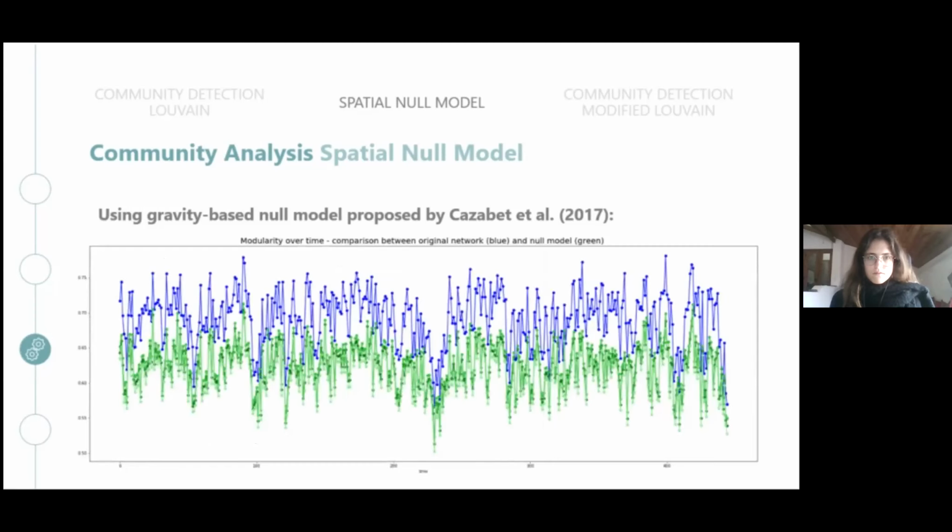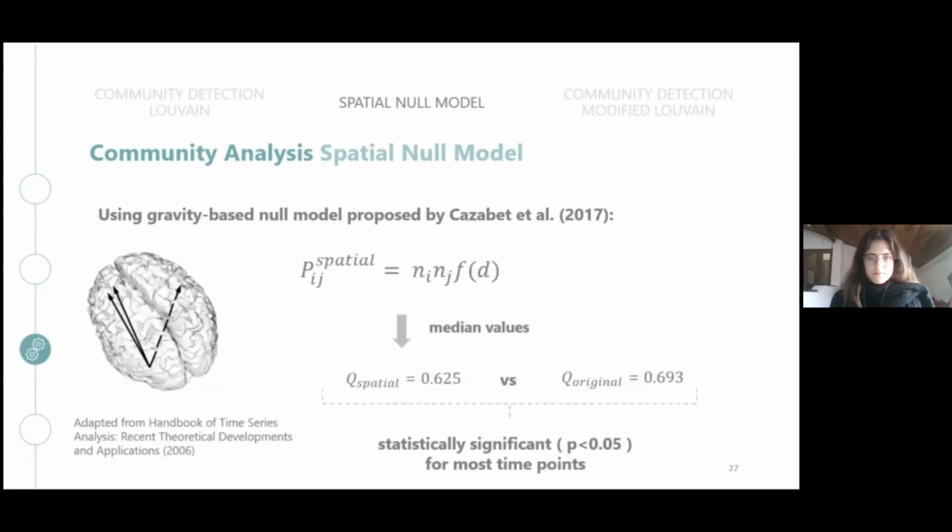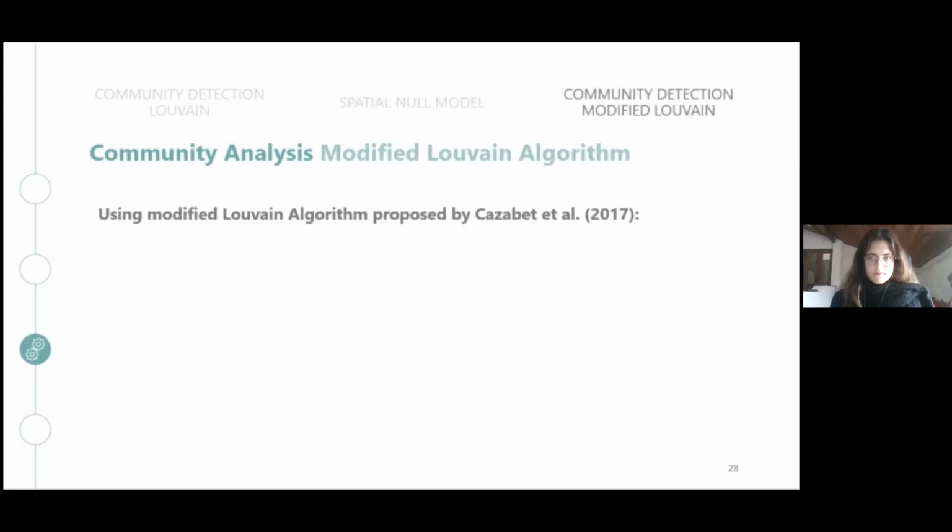Thankfully, no. We found that for most time points, the difference in modularity between the spatial null model and the functional networks was still statistically significant, as you can see in this plot. Again, the blue corresponds to the modularity value for the functional networks, and the green to the value on average considering all surrogates of the spatial null model. So this suggests that there is indeed a structure arising from functional necessity beyond these constraints.